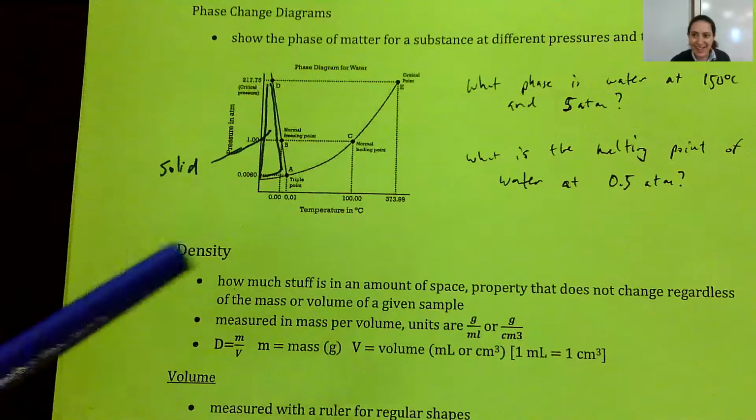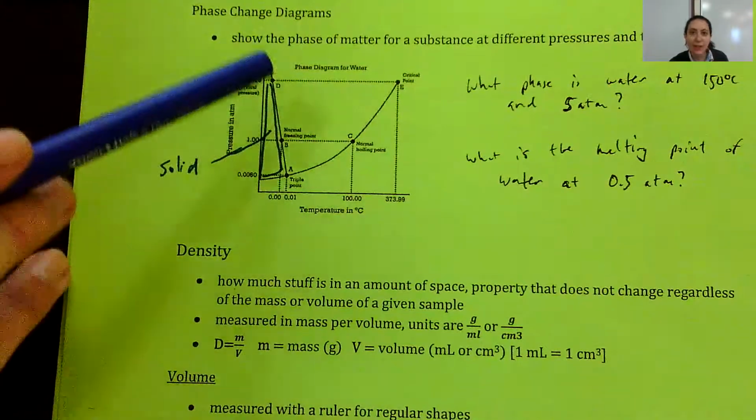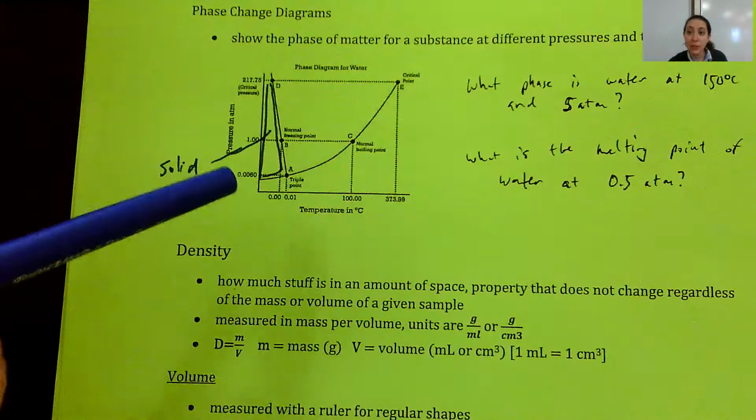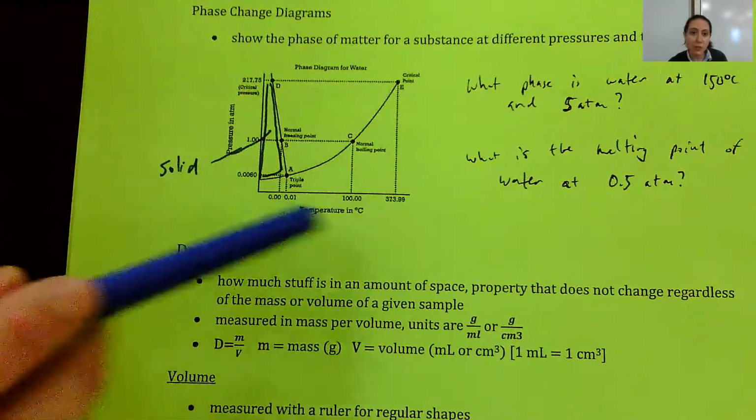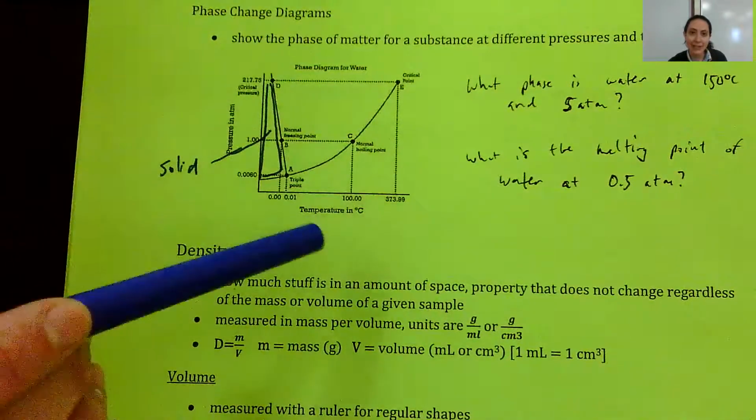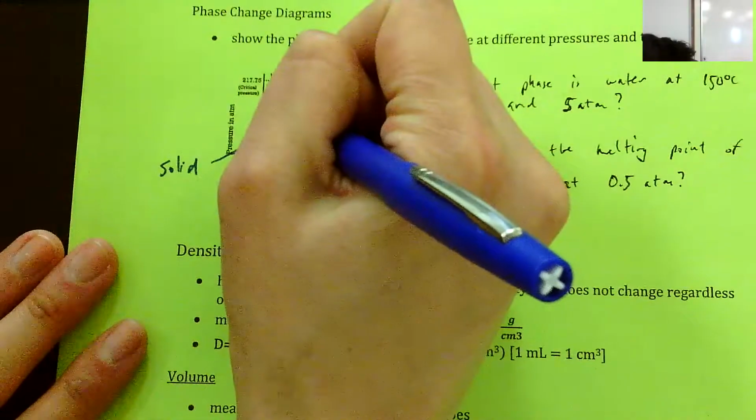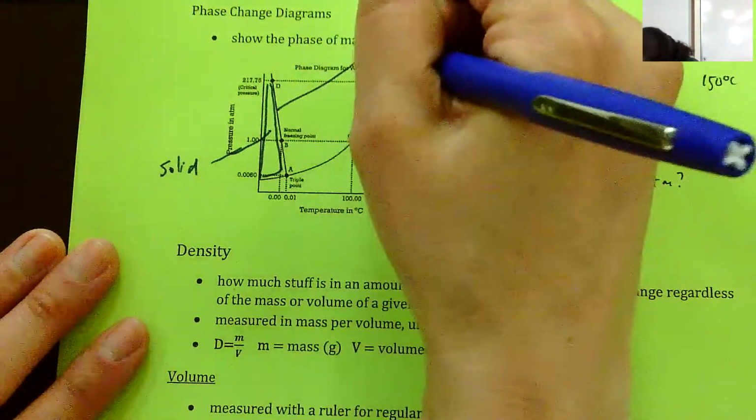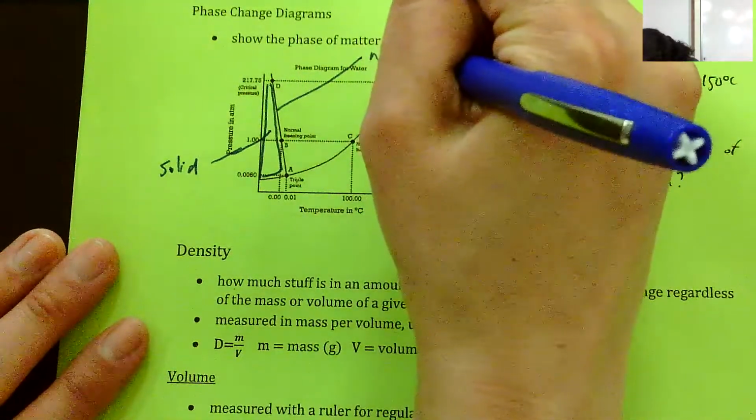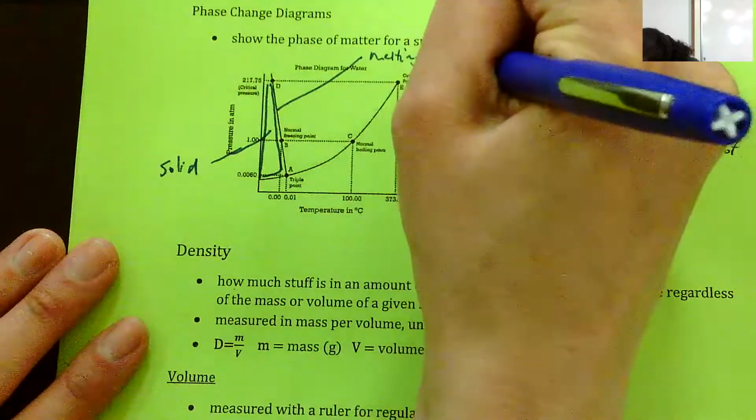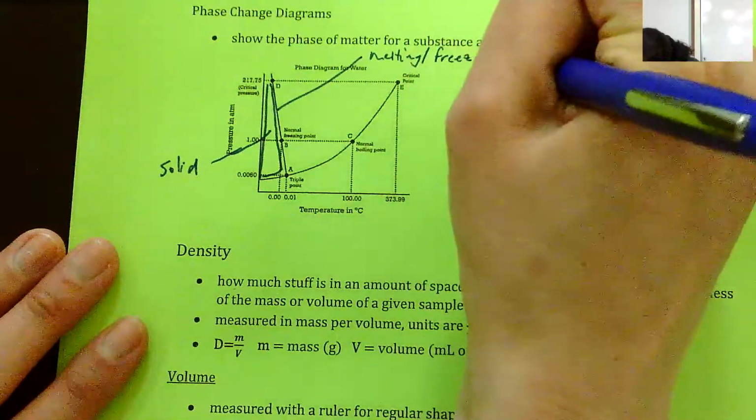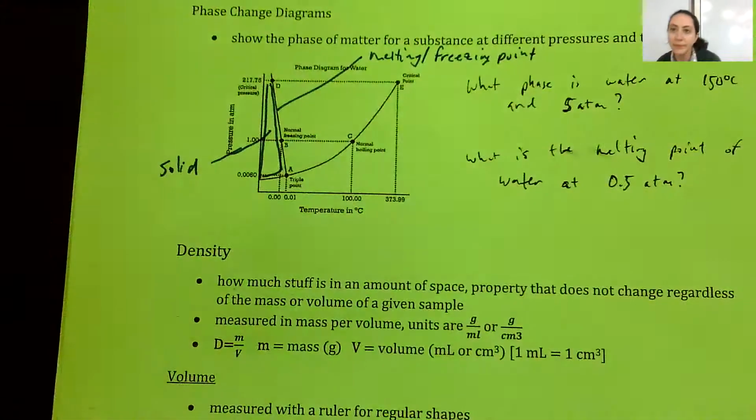So depending on the exact pressure, that is going to determine the melting or freezing point. So the line tells you the melting or freezing point. Let me actually draw a little something for that. So this line represents the melting/freezing point, the temperature at which this will happen based on the pressure.